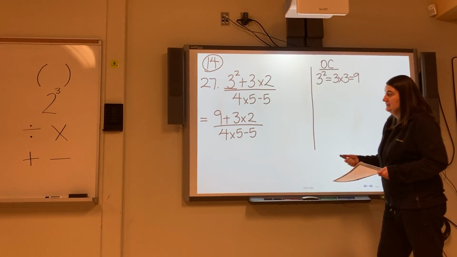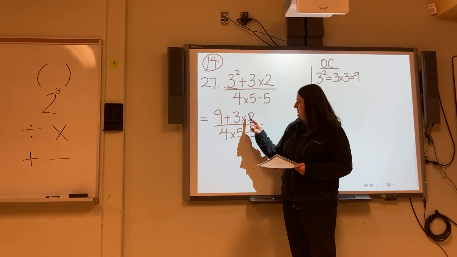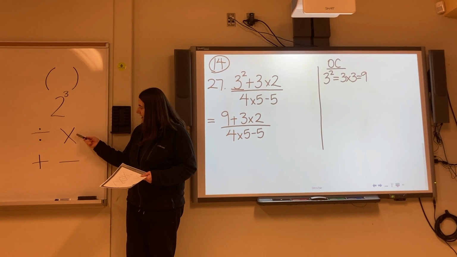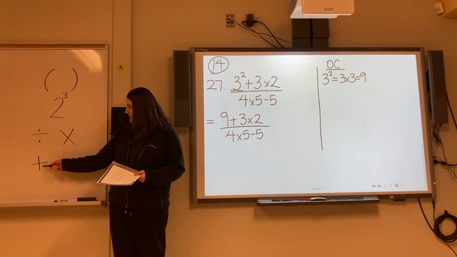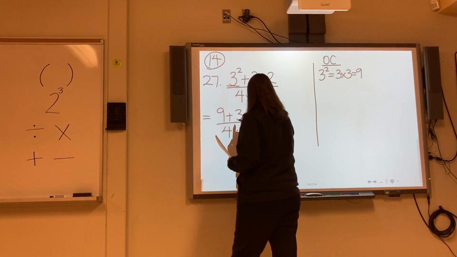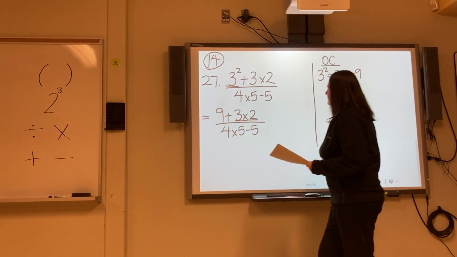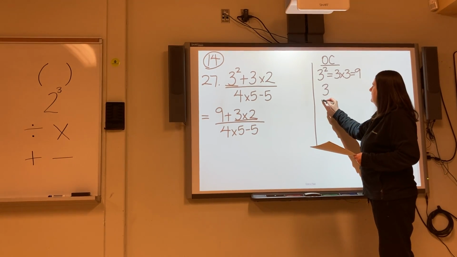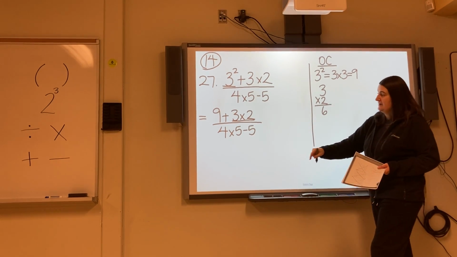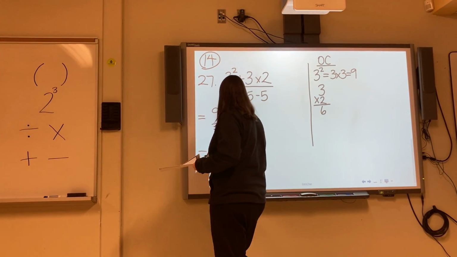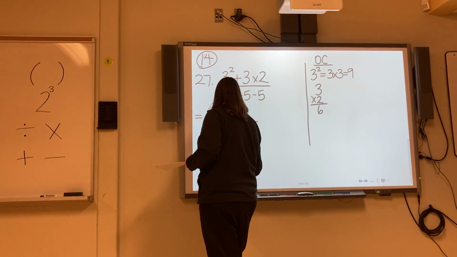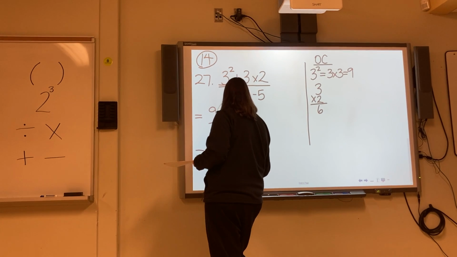So now I'm going to look at the BEDMAS totem pole. I have a choice between a times and a plus. So on my BEDMAS totem pole, my times comes before my plus. It's higher up on the totem pole, so I have to do the times first. So I'm going to do my times first. 3 times 2, which is 6. So I go back to my question, I add that in again. 9 plus 6 divided by 4 times 5 minus 5.